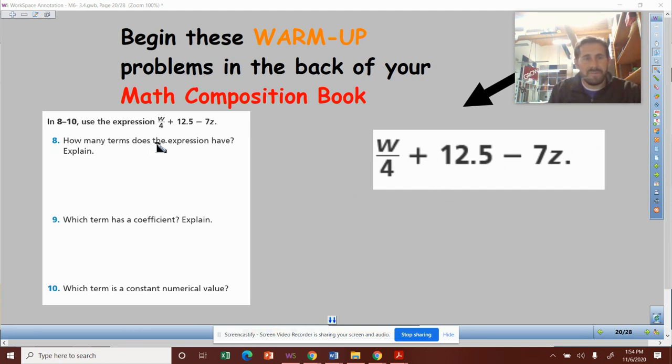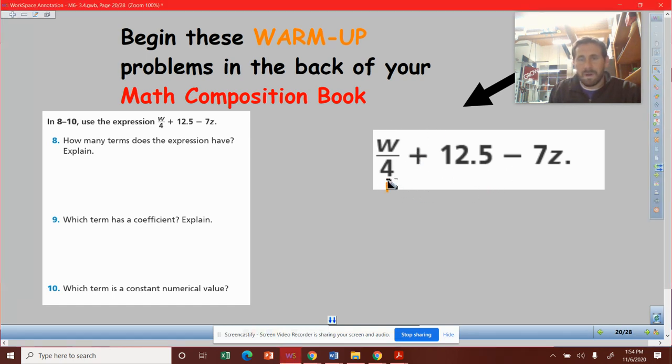How many terms does this expression have? Everything that's separated by an addition or a minus sign is a term. So you have one term here, two terms here, a third term there. So how many terms? There are 3 terms in this expression.